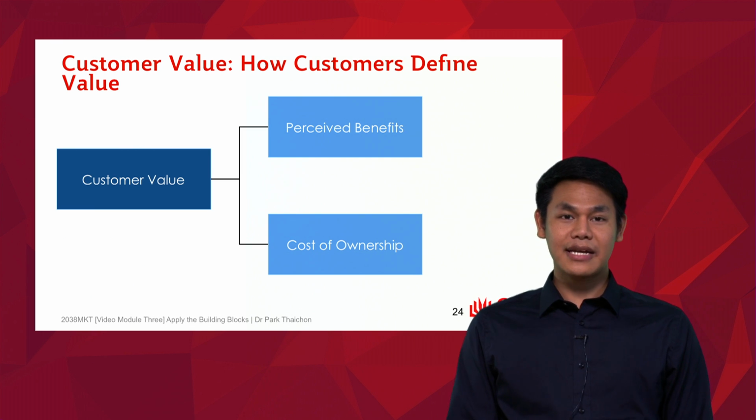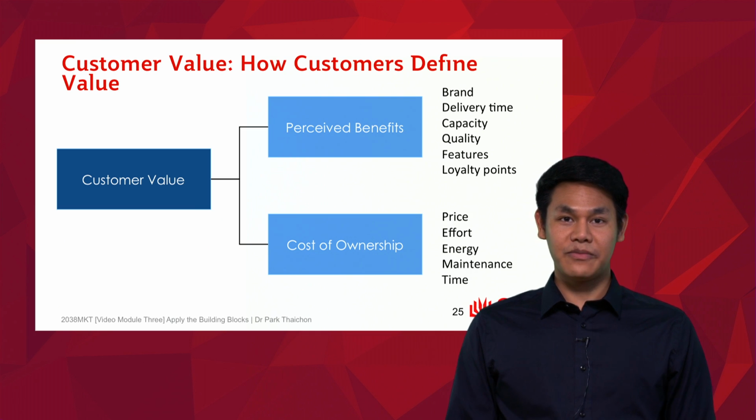So basically, customer value means the cost versus the price, the cost versus the benefit, or in another word, perceived benefit and the cost of ownership. And what are they?